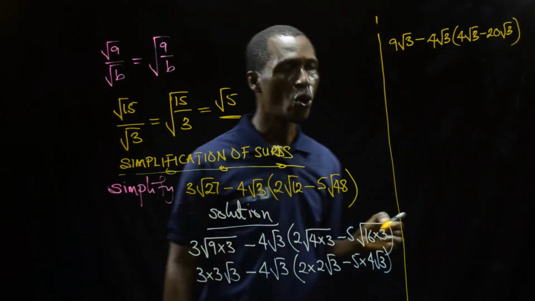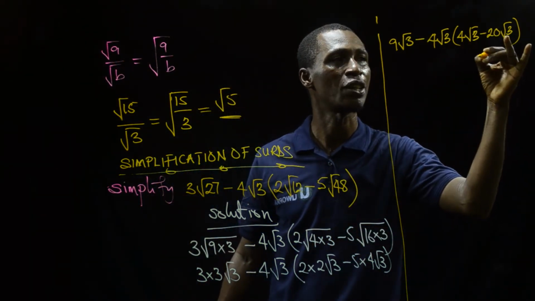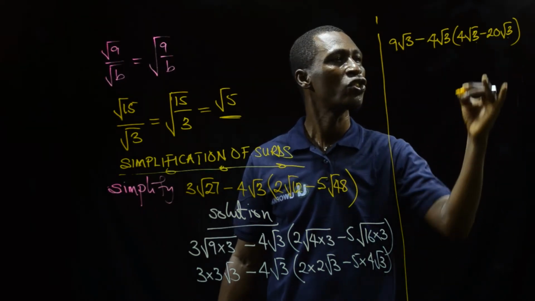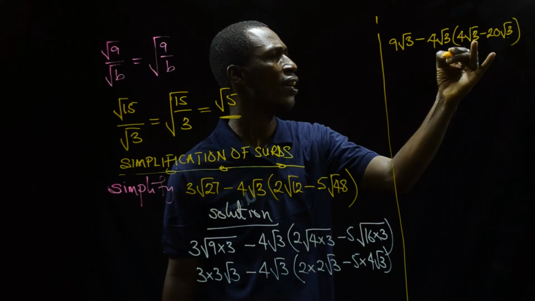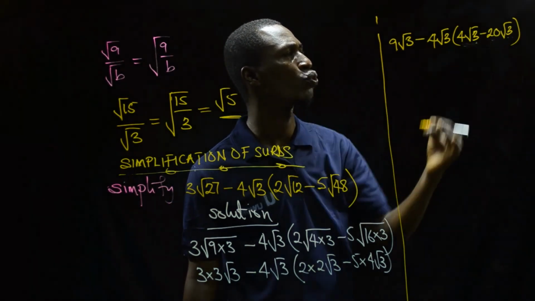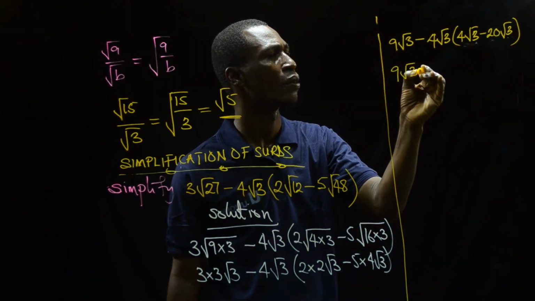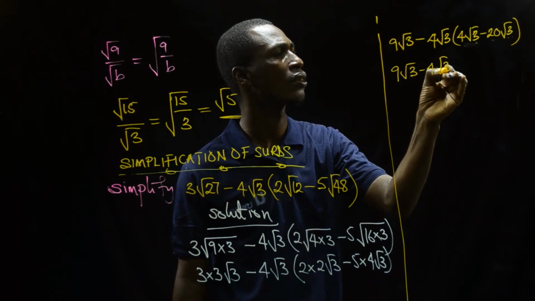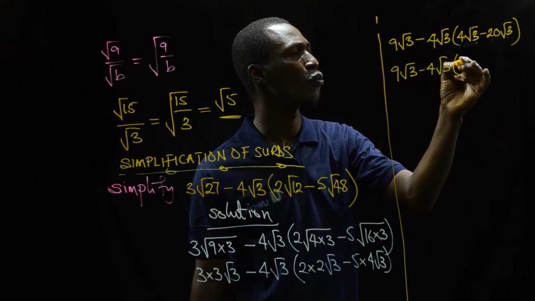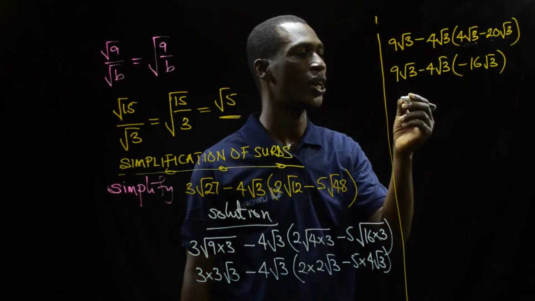Good. Now we know that we can add and subtract if the figures under the root are the same. I said it earlier. If the figures under the root are the same, you can add or subtract. So because there's 4 root 3 here and 20 root 3 here, it means I can now subtract this 4 root 3 from 20 root 3. And I'm having 9 root 3 minus 4 root 3 out into bracket. Taking negative 20 from 4, I'm going to get minus 16 root 3.